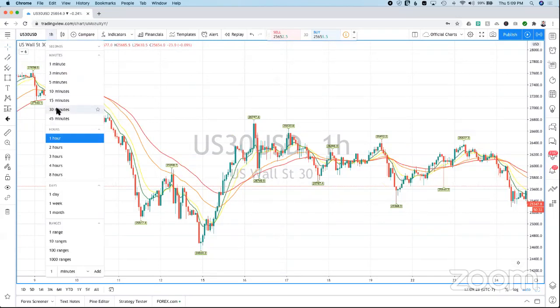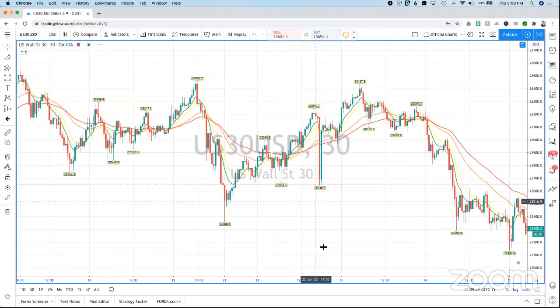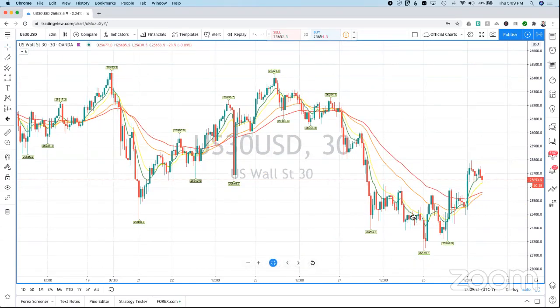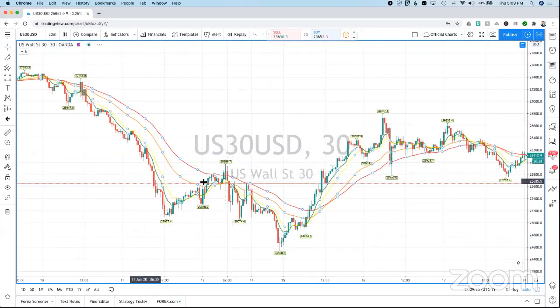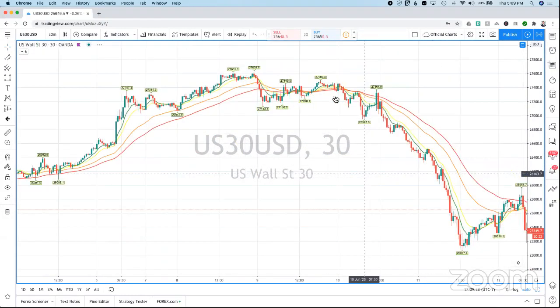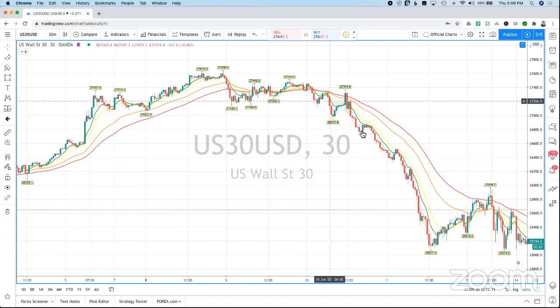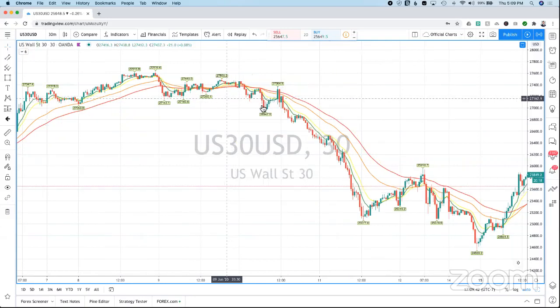So if you want to trade on the 30-minute, it works perfectly fine on the 30-minute as well. So you can see right here, obviously there's going to be a little more noise because it's on a lower time frame, but it still works perfectly fine. You can detect the direction of trend this way.